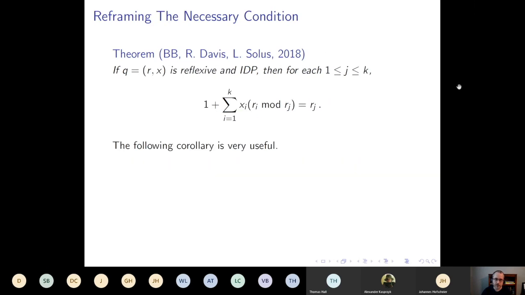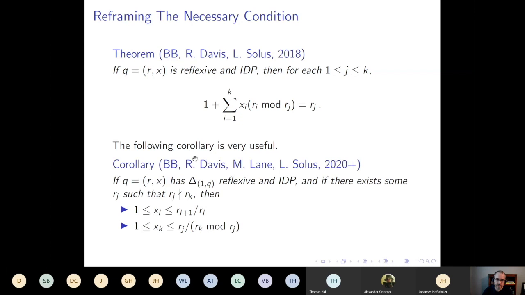It's helpful to reframe this into our notation using supports and multiplicities. If Q equals Rx is reflexive and IDP, then what am I doing? Well, for each distinct weight, I'm reducing it modulo Rj and then adding it up with that much multiplicity, and I should get Rj. Okay, so if I frame it in this way, then I get a corollary.